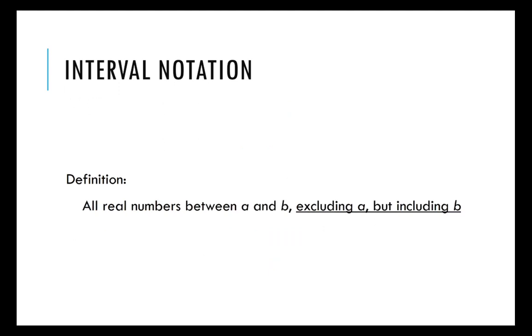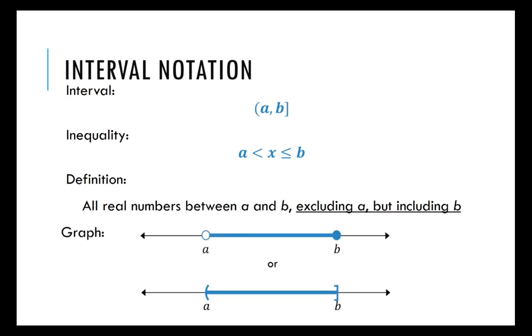Change it up a little. All real numbers between a and b. We're going to exclude a, but we're going to include b. Exclude is parentheses. Include is a bracket. So this is parentheses a, b, square bracket. The inequality is then a is strictly less than x, which is less than or equal to b. And then for our graphs, we're going to have an open circle on a, closed circle on b, or to make it match the interval notation, parentheses on a, square bracket on b.